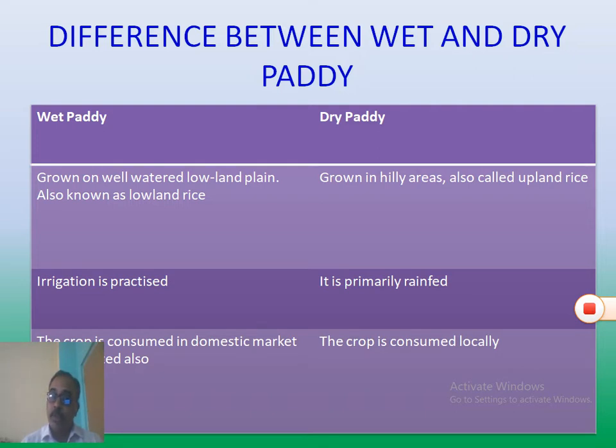So we have seen two different types of rice: wet paddy and dry paddy. Don't get confused if sometimes it is asked in ICSE what the difference is between lowland rice and upland rice? It is the same thing.